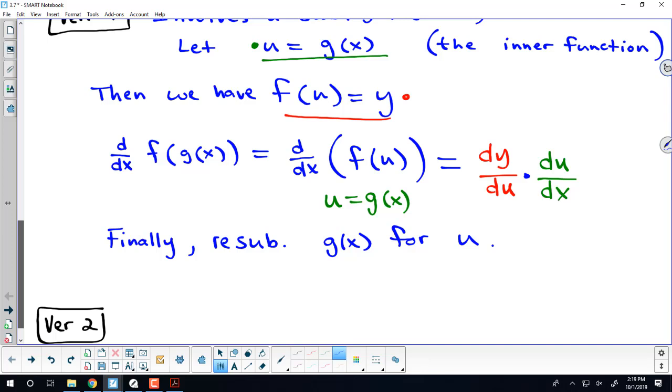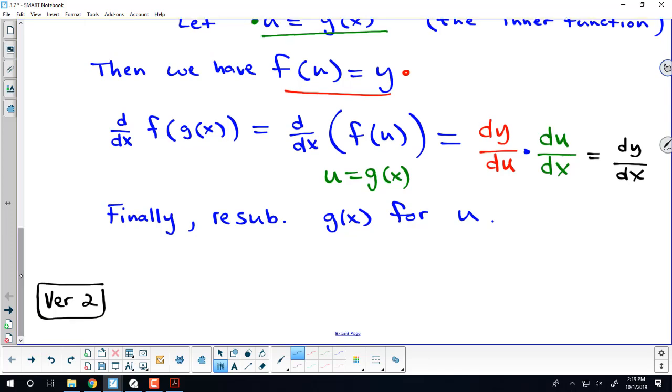So notice, just from an algebraic point of view, if we multiply dy over du times du over dx, what do we get? You just get dy over dx, which is the derivative of y, your composition, with respect to x. So now that's a lot of notation. We'll look at a practical example here in a minute. So that's version 1. Resubstitute, take two separate derivatives, multiply the two derivatives together, and then you resubstitute back for what you allowed u to equal.